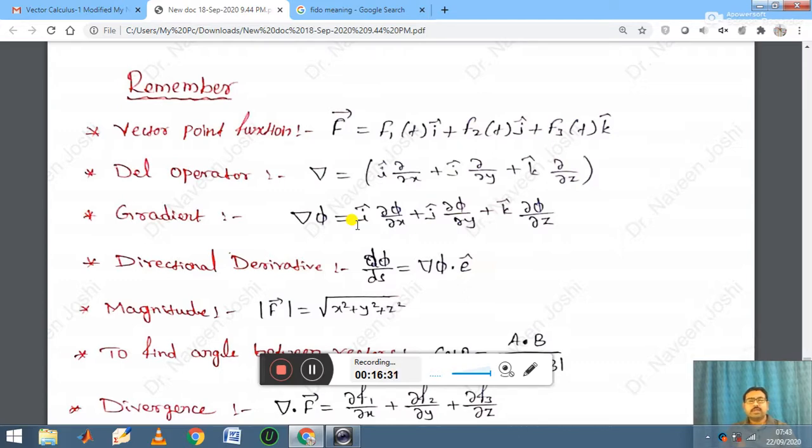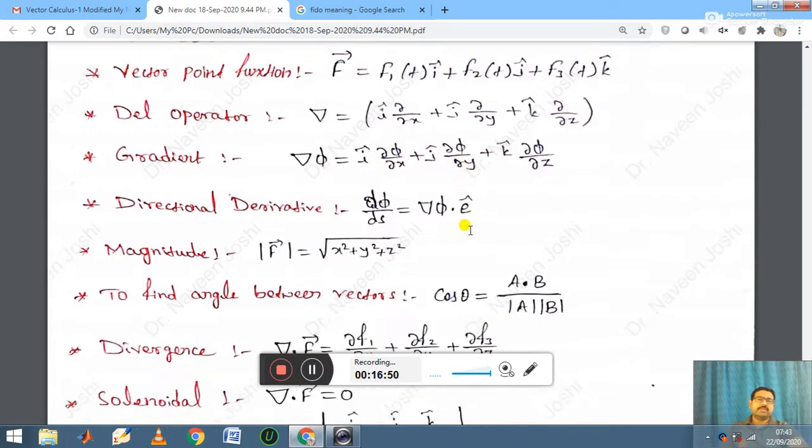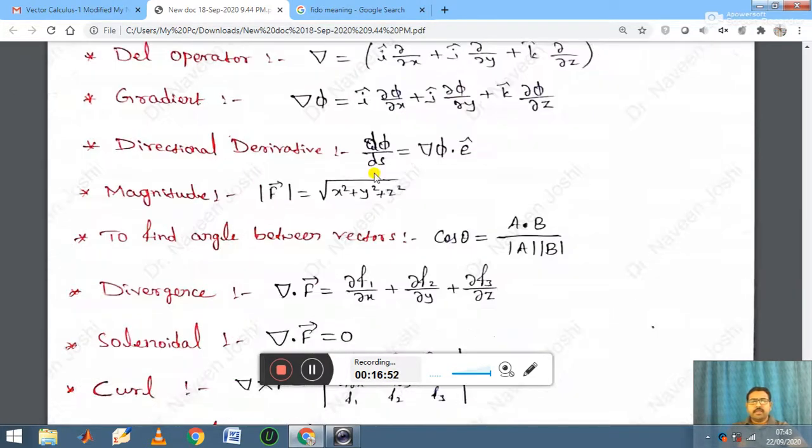We use a dot between the differential operator and the vector point function, but here we simply write del phi. Phi indicates a scalar point function, the product of del into phi. Then the gradient definition is del phi equals i into dou phi by dou x plus j into dou phi by dou y plus k into dou phi by dou z. Then the directional derivative formula: d phi by ds equals del phi dot e cap, where e cap is the unit vector. Del phi is nothing but grad phi.